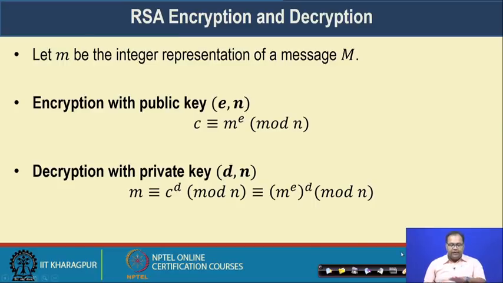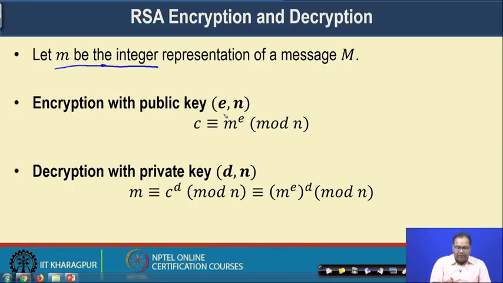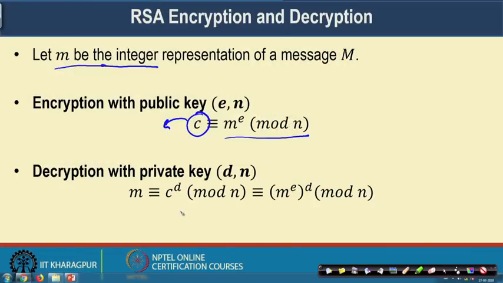Let m be the message, and this small m is the integer representation corresponding to the message. Whenever someone else is going to transfer a message to you, they encrypt with your public key (e, n), and the encryption algorithm will be c equals m to the power e mod n. So, this is the encrypted message, your ciphertext. You transfer that ciphertext to me, and after receiving the ciphertext, I can decrypt it as c to the power d mod n.